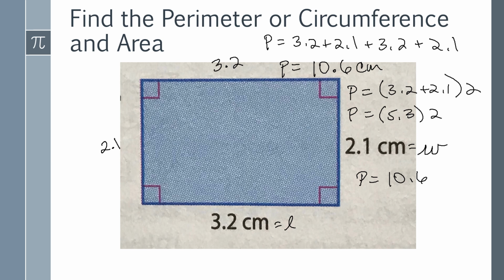Now the area is always equal to the length times the width. So in this case we'd have area is equal to the length, which we would say is 3.2, times the width, which is 2.1. So I take my calculator and I say 3.2 times 2.1, and I've got 6.72. So the area is equal to 6.72 centimeters squared. Get in the habit of looking at the units because that's important.